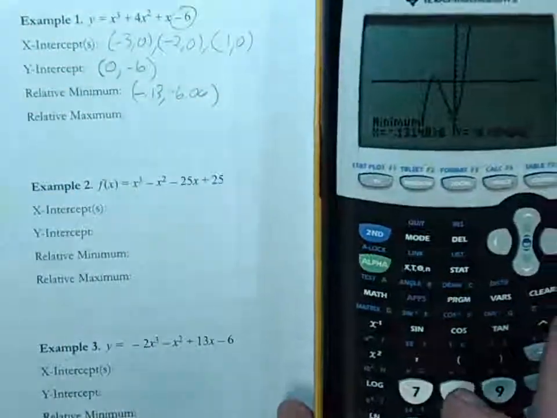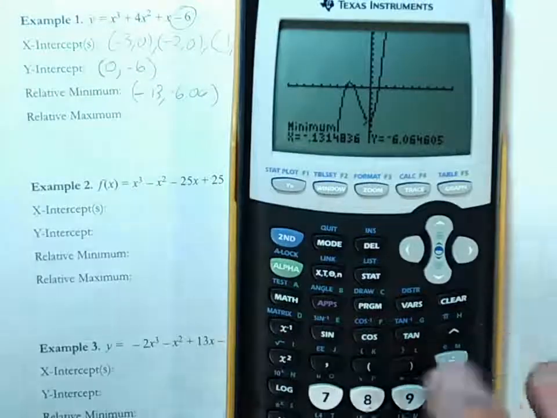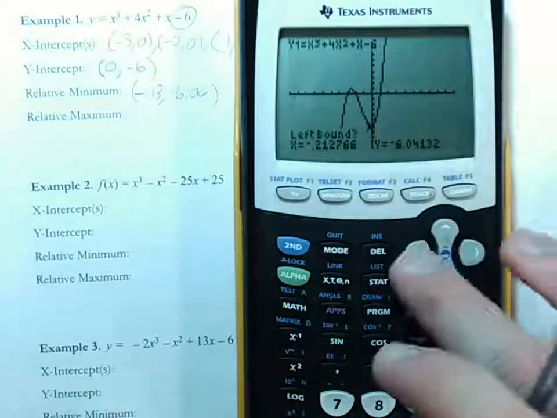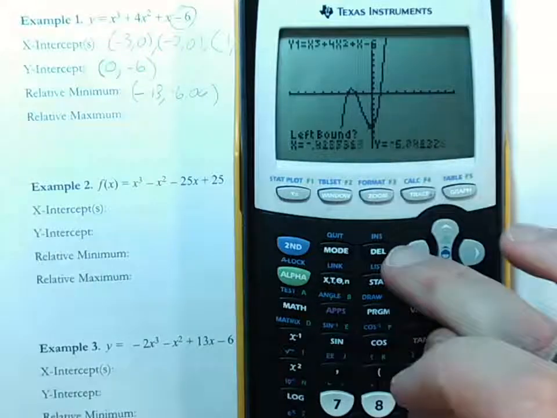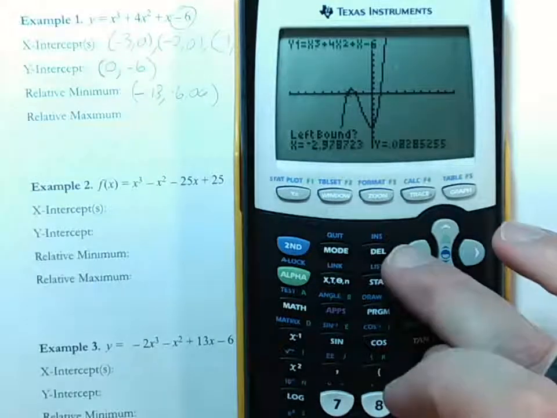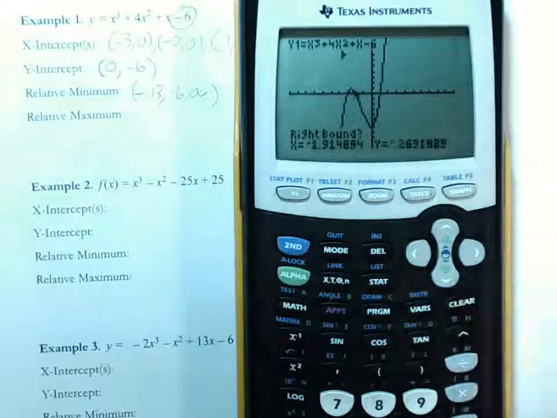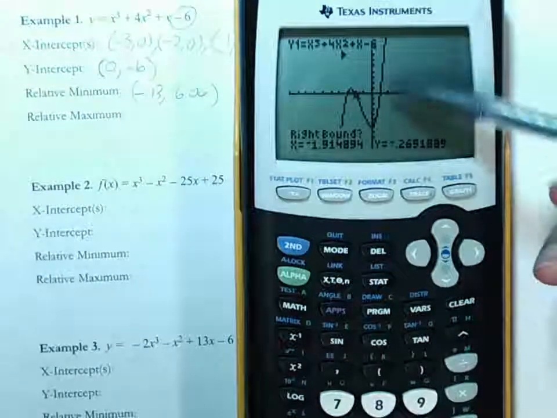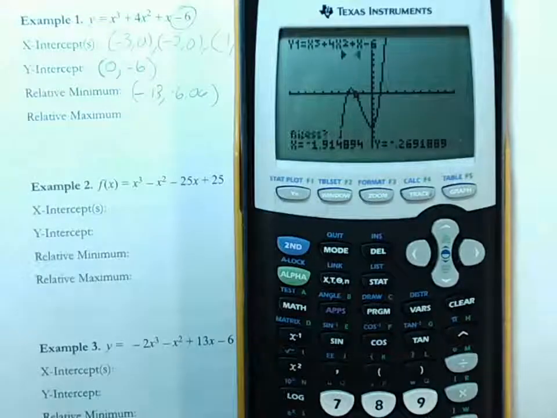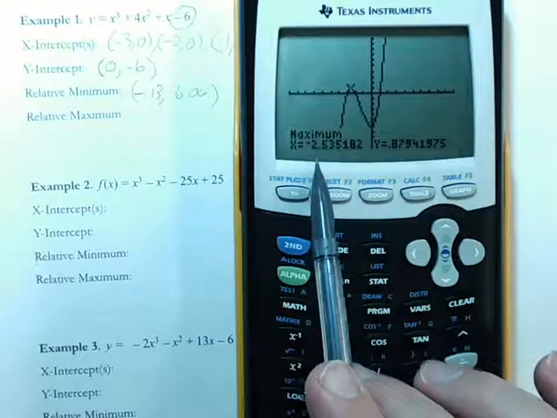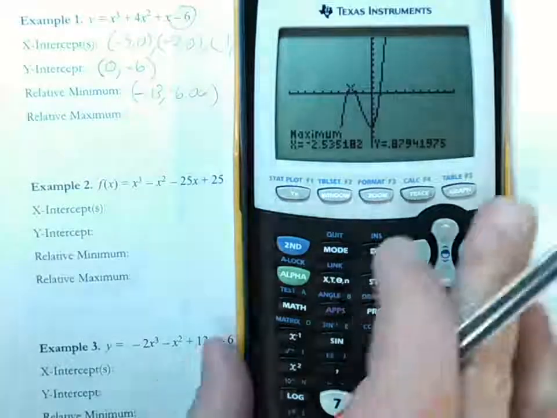And now I will do that again, only this time for the maximum. So I'm going to hit second, trace. Maximum is 4. This time my maximum's over here. So I'm going to arrow over until I'm to the left of it and hit enter. And then arrow till I'm just to the right of it. Not too far, because if I get over here, then I'll mess it up. So I hit enter again, and one more time, and I get that my maximum is at -2.54, 0.87.